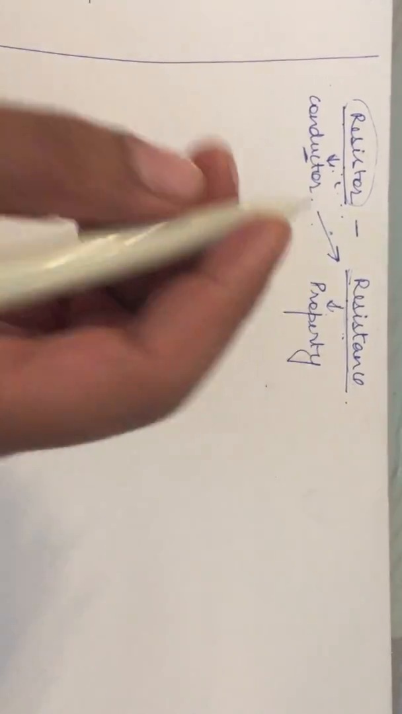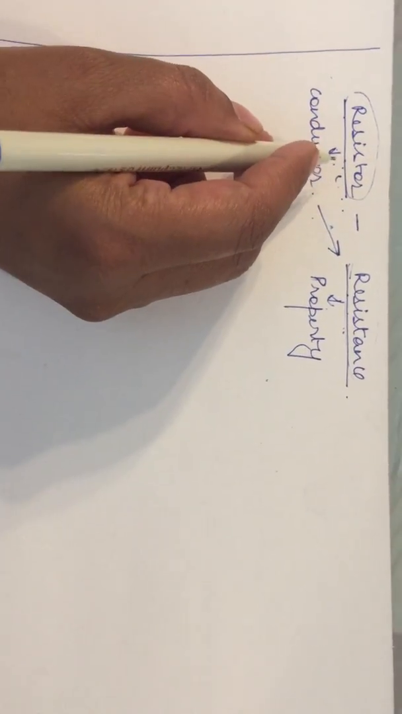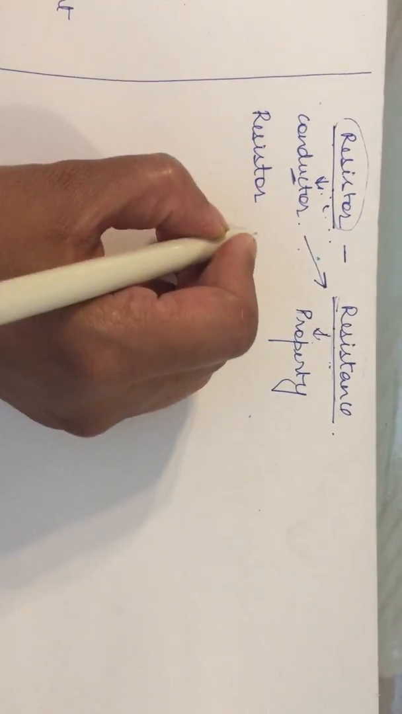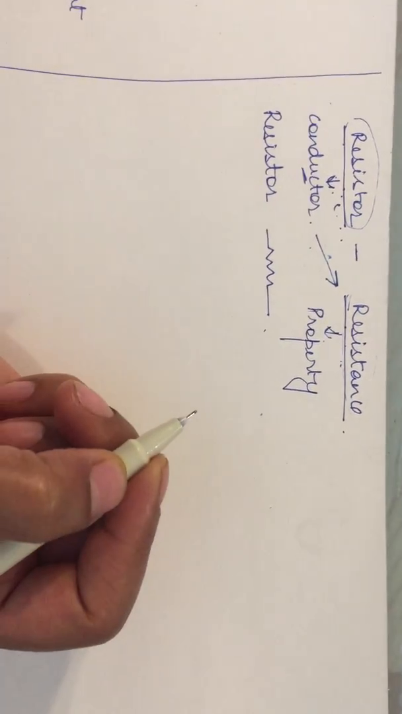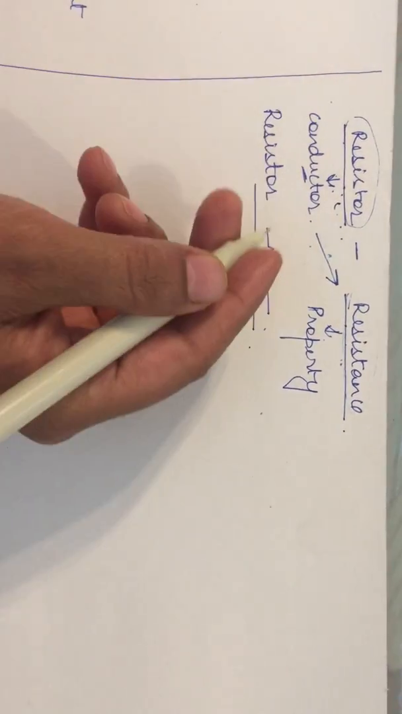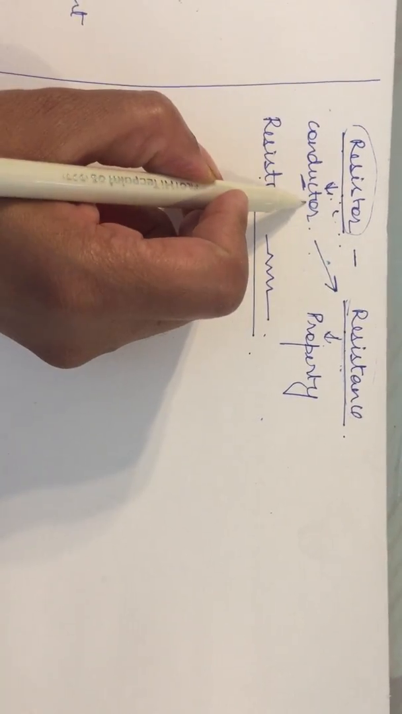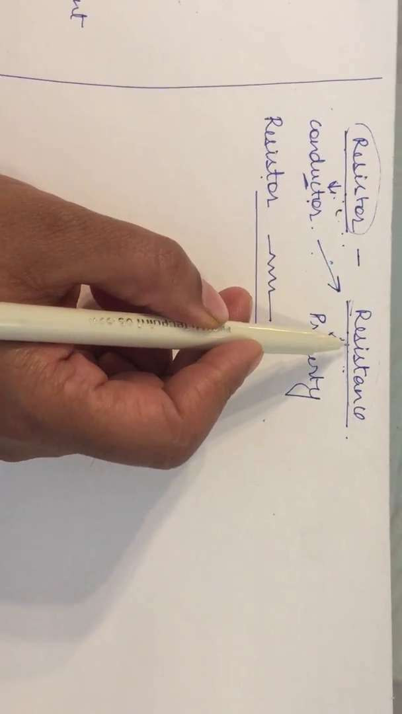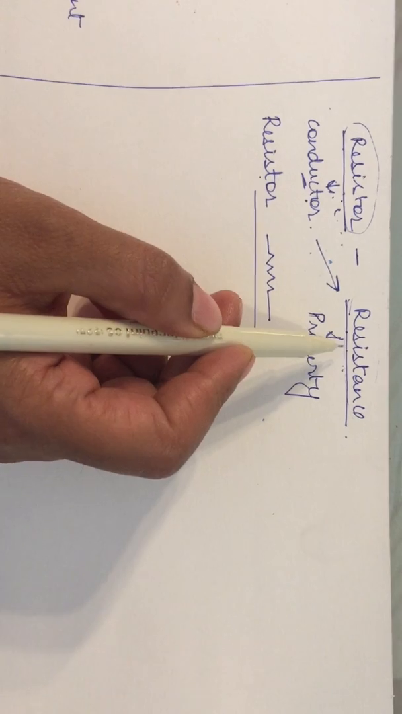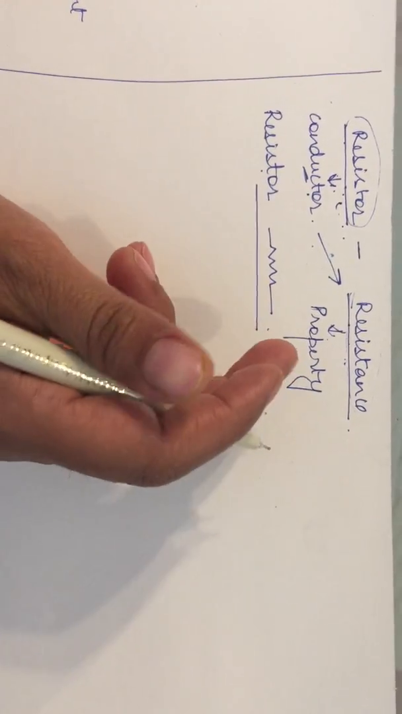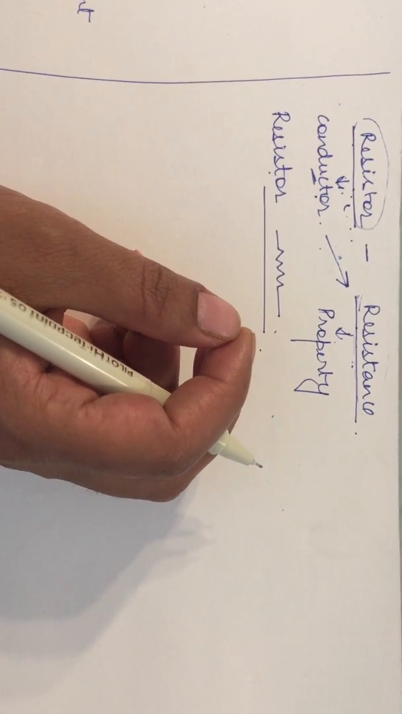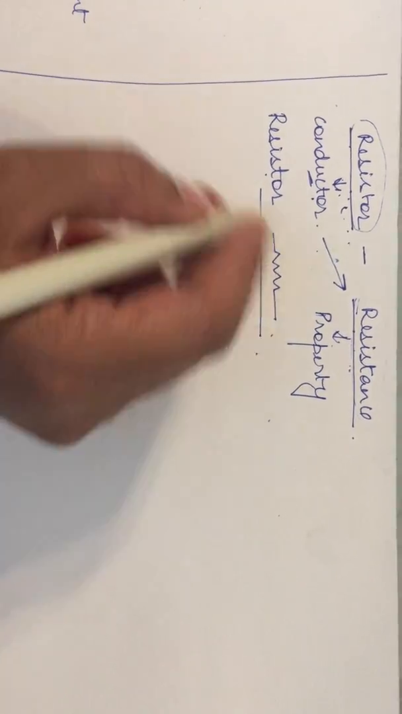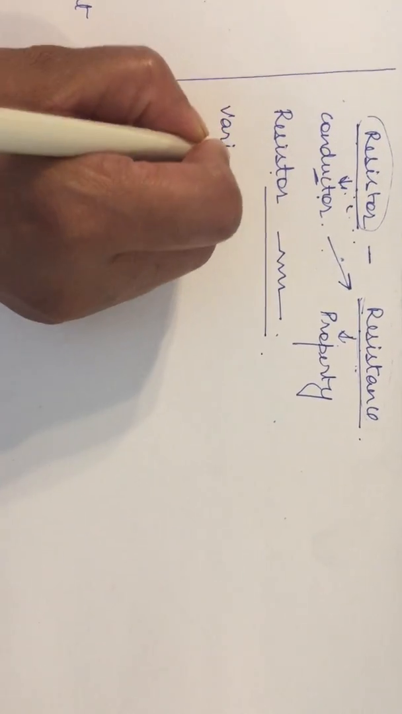So how will I denote a resistor? The symbol for resistor is this. Now what is a resistor? A resistor is actually a conductor which allows the flow of current through it, but it offers some resistance to the flow of current. Generally we have resistors like nichrome, which we use in our labs when we are conducting experiments like Ohm's law.